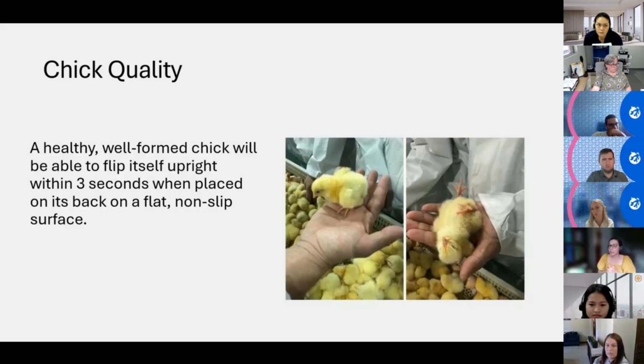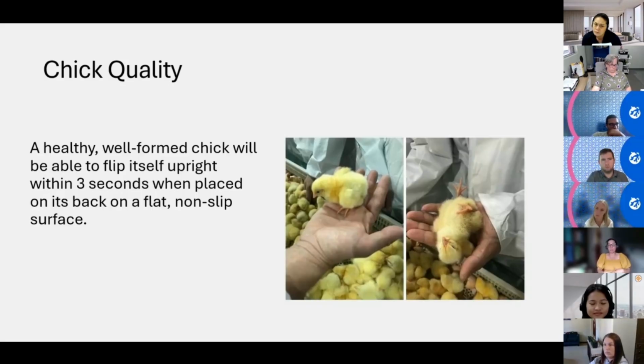But here, what is a good chick quality? Well, that should be one that is not infected and doesn't have malformation. But in this picture, where the chick is on its back, that is a way to measure vitality. The chick should be able to stand up within 3 seconds. If that chick does not stand in those 3 seconds, that means that it has a problem.